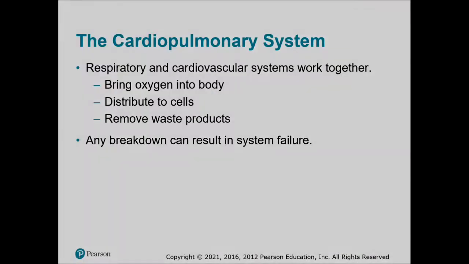Pulmonary system. What can go wrong with that? Everything. So the cardiopulmonary system is made up of the respiratory and cardiovascular systems. They work in unison together. Kind of important because those are part of our vital organs. The main job of the cardiopulmonary system is to bring oxygen into our body, make sure that oxygen is delivered to our cells and tissues, and then remove the waste products from those cells and bring them back to the lungs to be expelled. Any breakdown of any portion of this can result in a system failure and death. Ultimately, that's what death is.